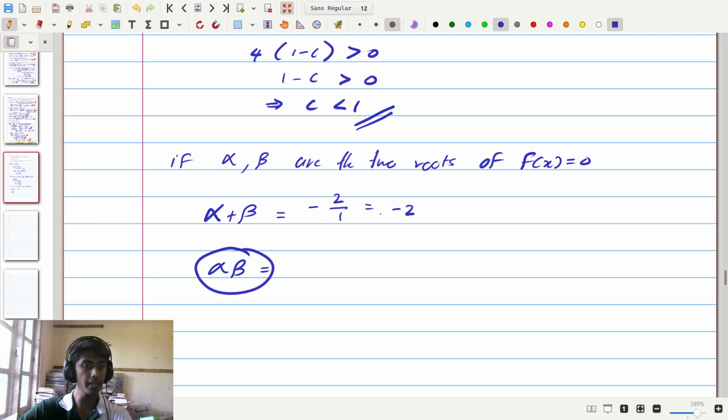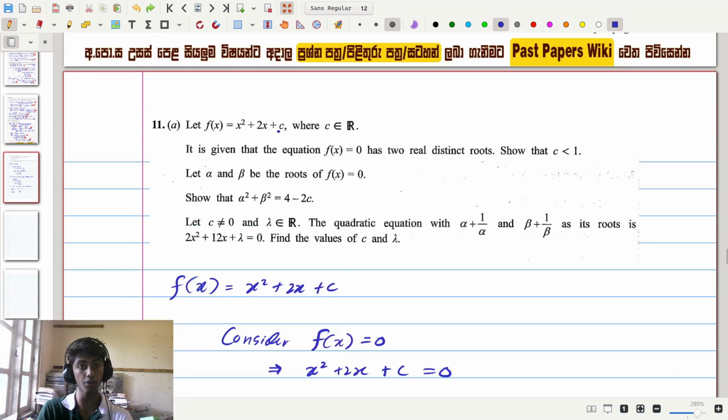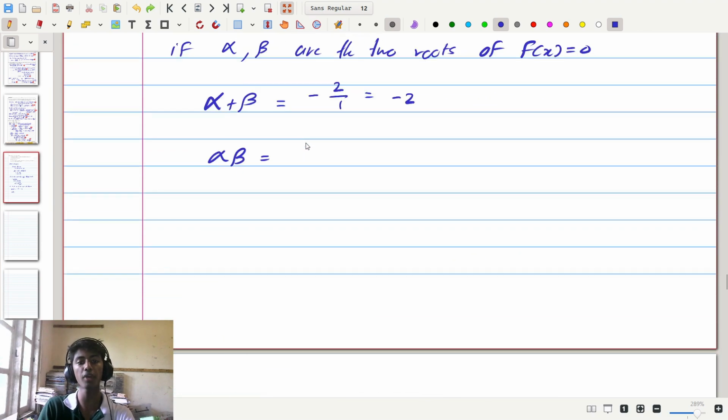Now considering alpha beta is equal to c over a, where c is the constant term and a is the coefficient of x squared. Now in this equation, c is actually equal to c, since the constant term is itself also c, it's the same symbol. But the x squared term's coefficient is 1, and therefore c over a is c over 1, which is just c. And therefore, alpha plus beta, which is the sum of the two roots, is equal to negative 2, and alpha beta, which is the product of the two roots, is equal to c.